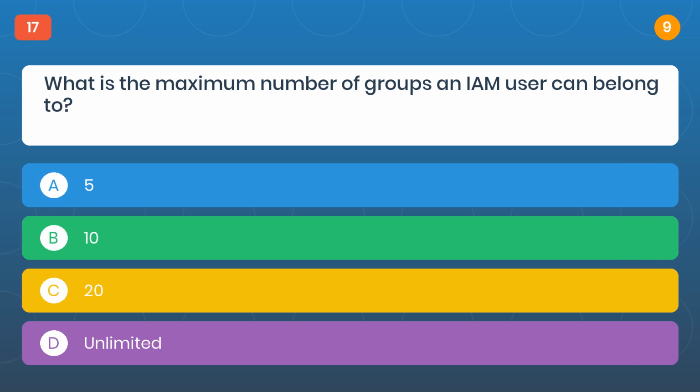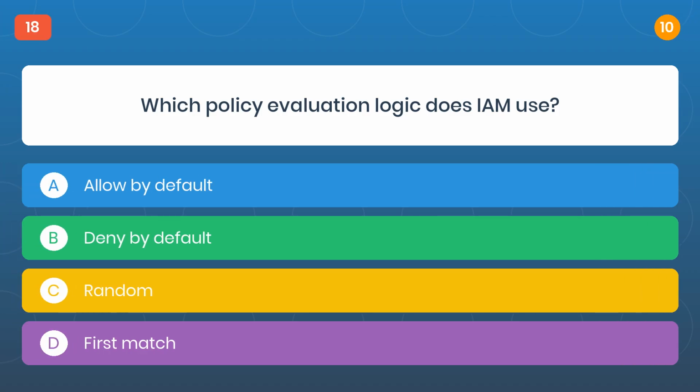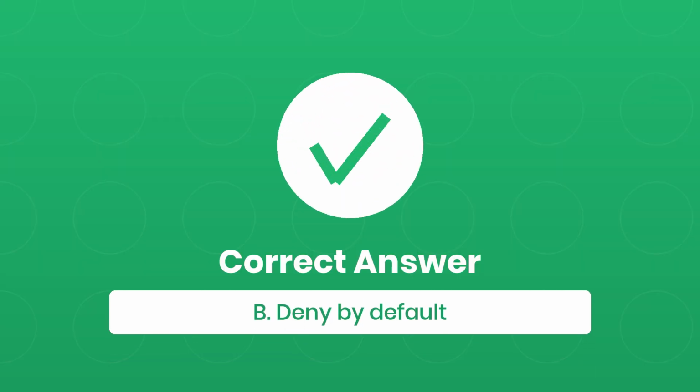Question 17. What is the maximum number of groups an IAM user can belong to? The correct answer is B, 10. Question 18. Which policy evaluation logic does IAM use? The correct answer is B, deny by default.